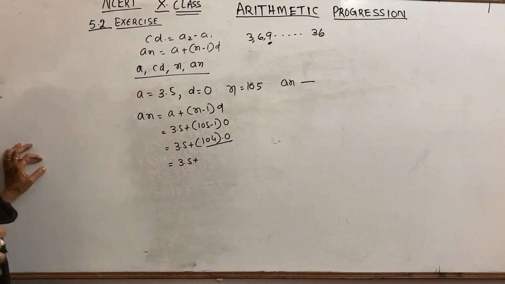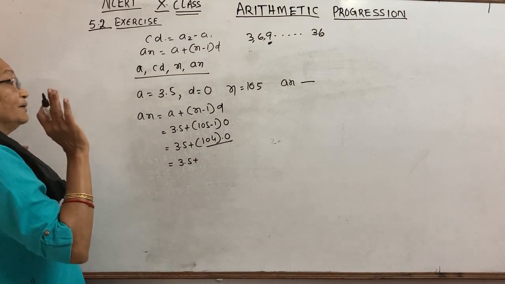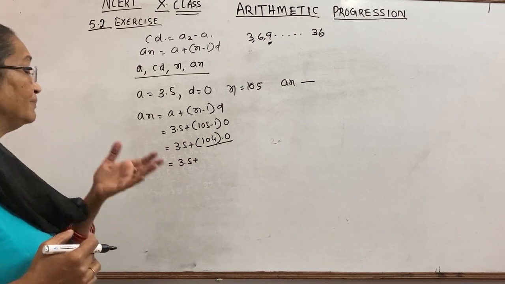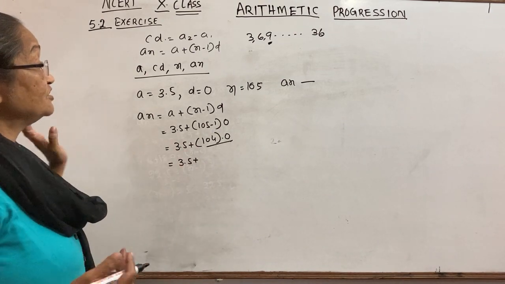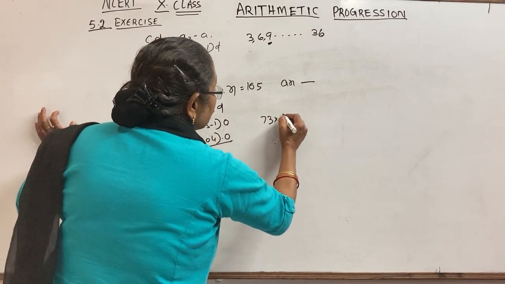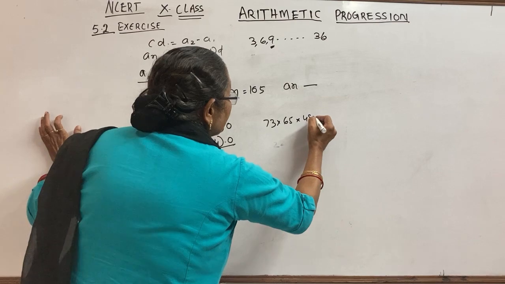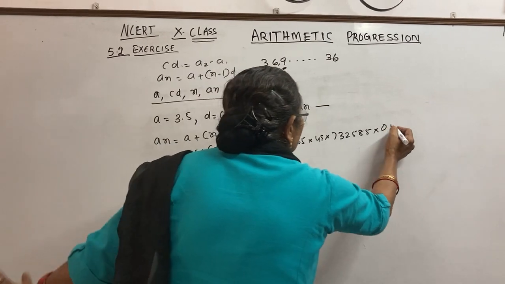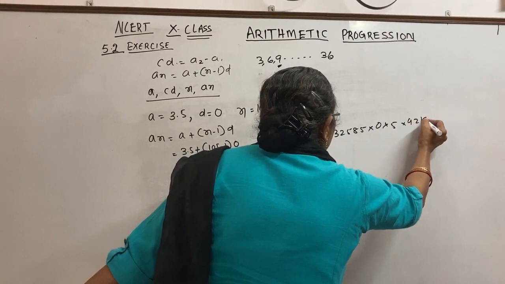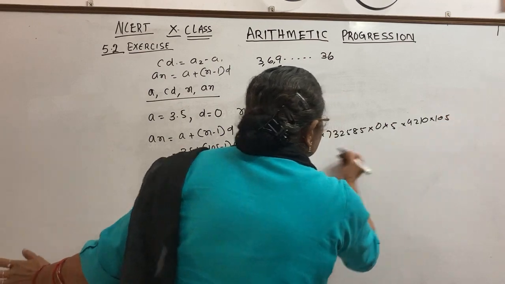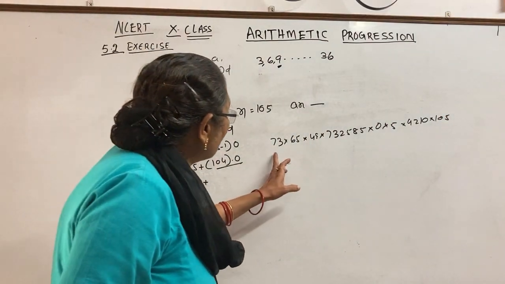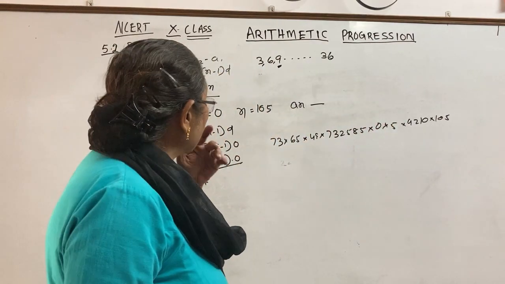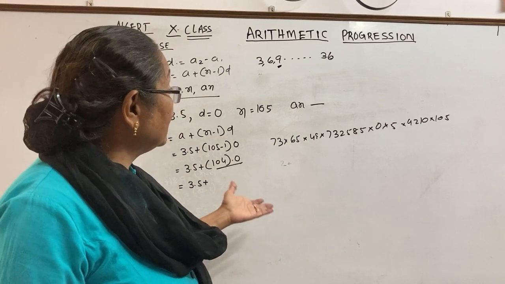So this equals to 3.5 plus 0 into something is 0. 0 के साथ कुछ भी मल्टीप्लाई करो, 0 ही, जितना बड़ा नंबर मल्टीप्लाई करो 0 ही है. Whatever the big number you multiply with 0, then that will come 0. Suppose so many numbers are there, 73, 40, 65, 49 into 3, 7, 3, 2, 5, 8, 9 into 0 into 5 into 9 into 1 0 5, like this number. What is the answer? You tell me. So you will say all are multiplication. There is no plus minus, nothing.